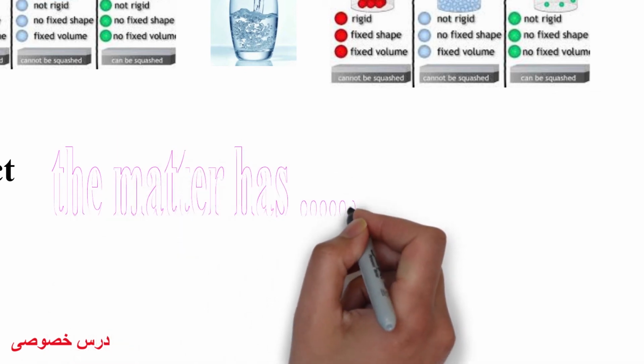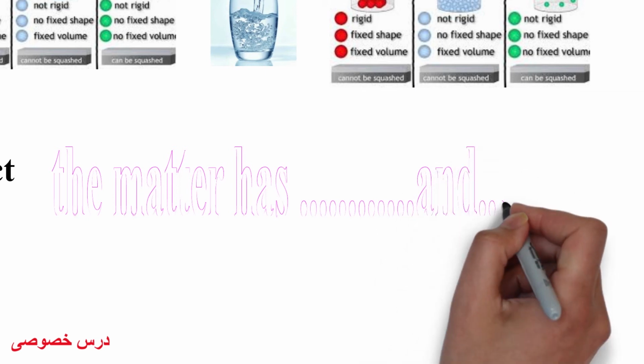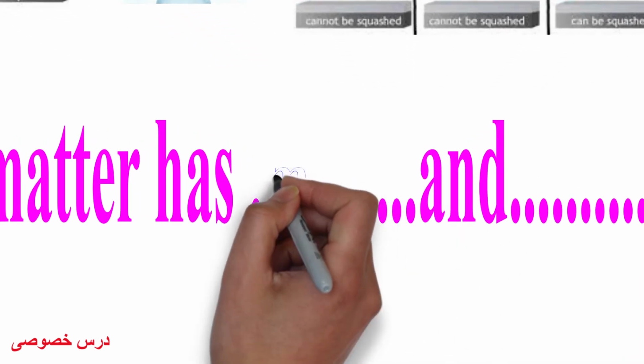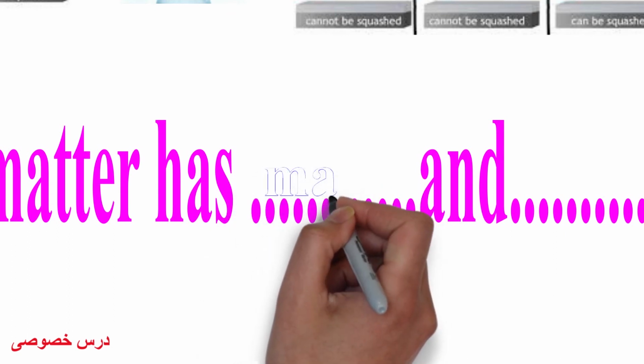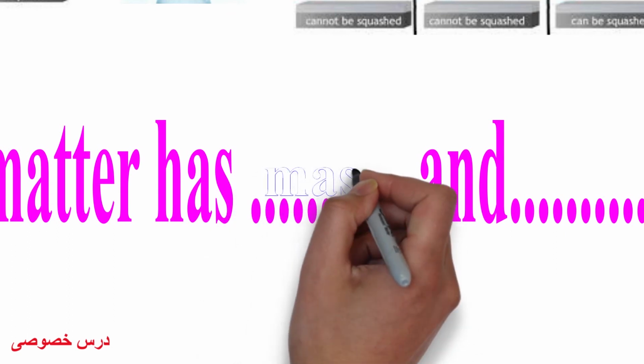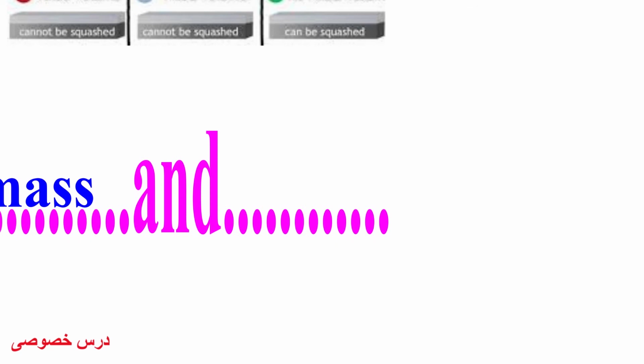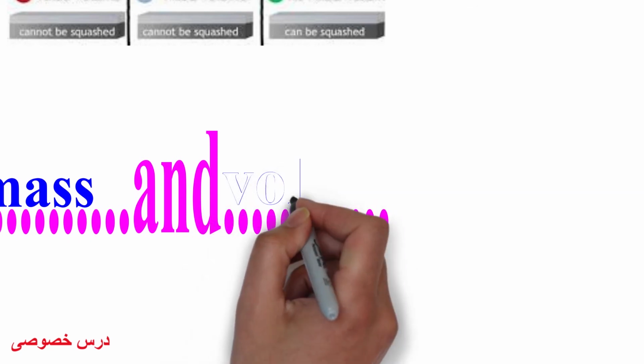Let's answer this question. Number 1. The matter has space and space. Yes, very good. Matter has mass and volume. It is the definition of matter. Matter is anything that has mass and volume.